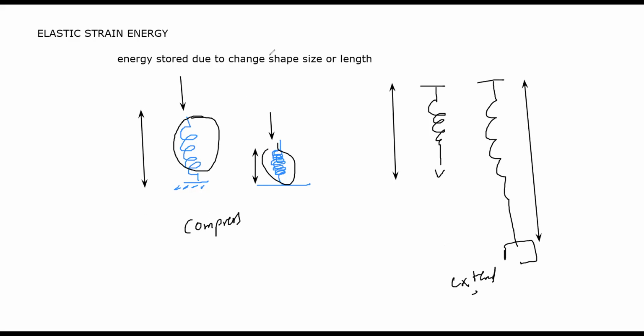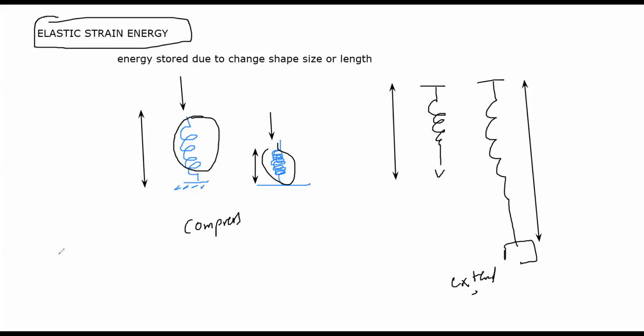So whenever there is a change in size or change in shape, the energy stored in the object is called elastic strain energy. So it is energy in the object due to change in shape, size or length.